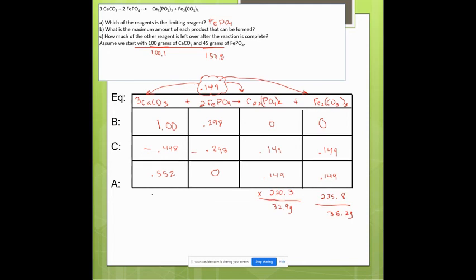Over here, they wanted to know how much of it is left over after the reaction is complete. So we're going to take this, multiply it by its molar mass, which is 100.1. And when we do that, we end up with 55.3 grams. And that's your final answer.